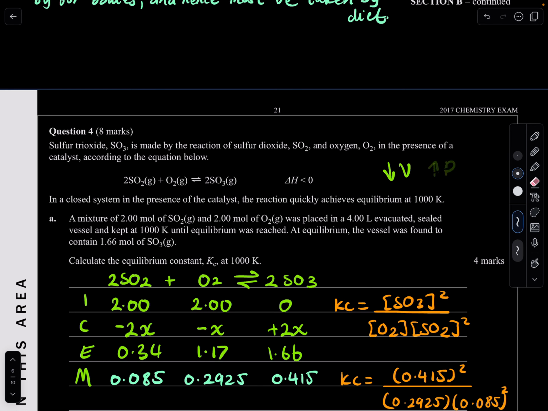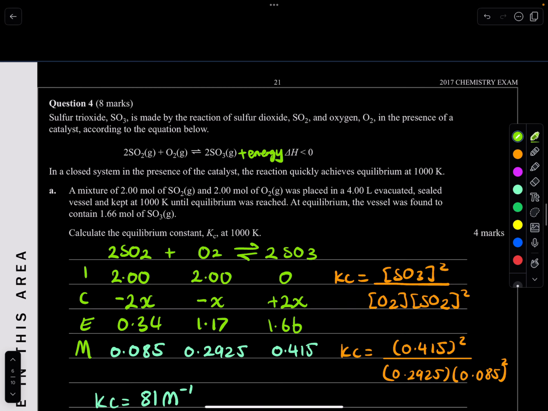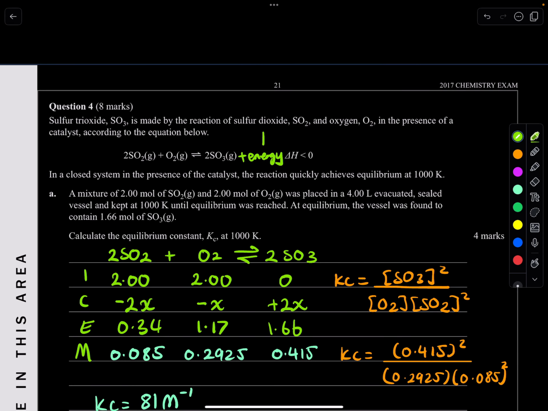Now let's look at the temperature. The way to do temperature is by looking at the enthalpy change. Because we know the enthalpy change is negative, so it's exothermic, we know that energy is going to be released on the product side. Think of it as just a molecule. Let's say we increase the temperature, so we increase this energy. What would happen?